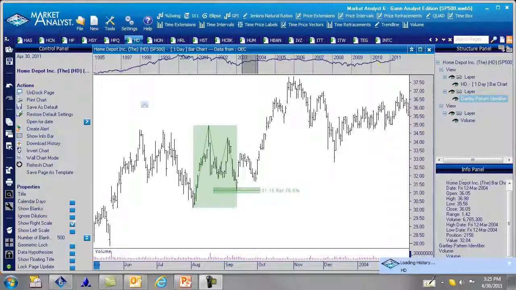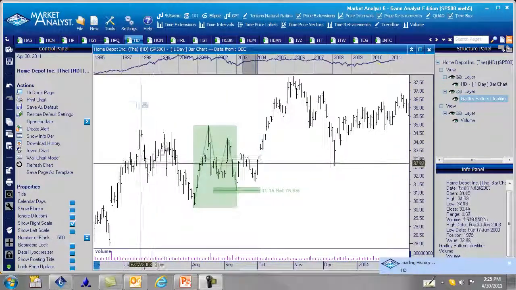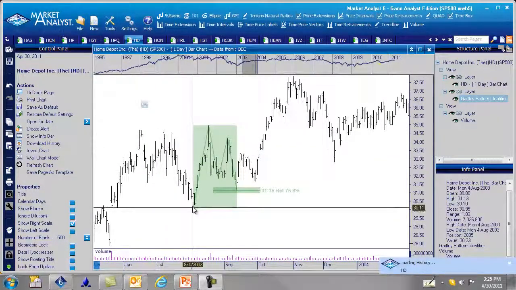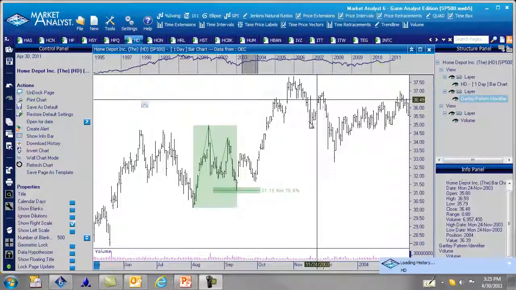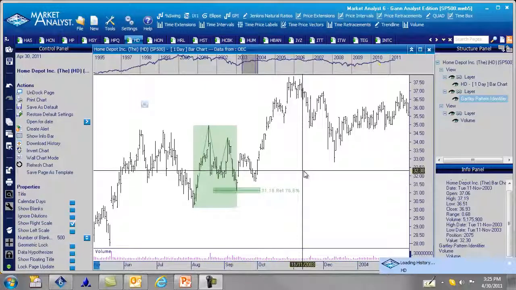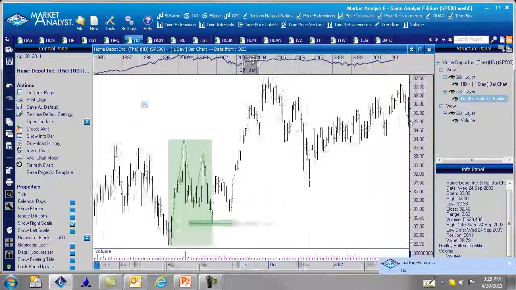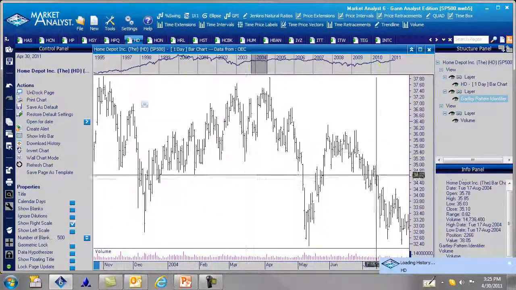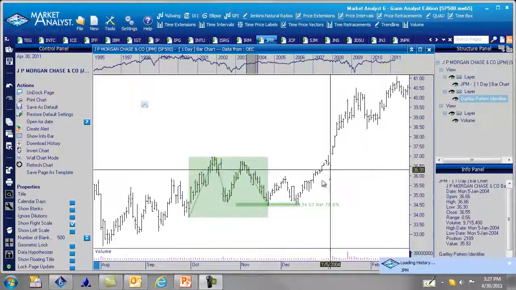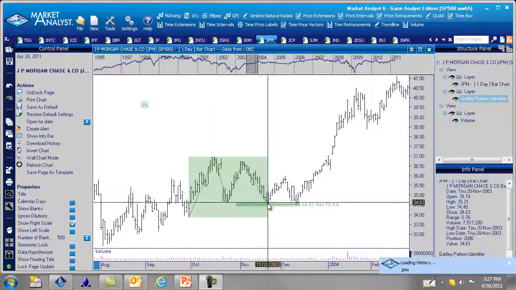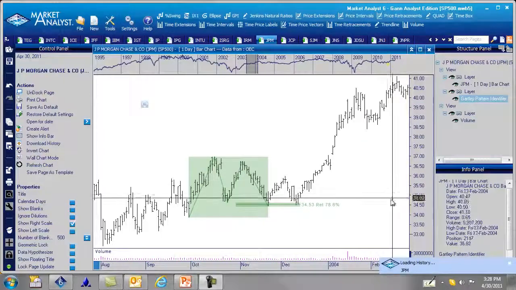Here's a beautiful TCG 786 on Home Depot. The market comes down. X, A, B, C, D comes down, touches 786, and starts moving higher from here. Really nice. Let's look at another one. Here's a trend continuation Gartley of JP Morgan using the Gartley pattern identifier. Trend, counter trend, 786, boom. Let's look for another one.